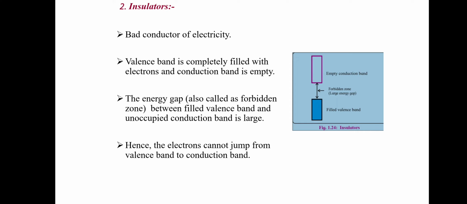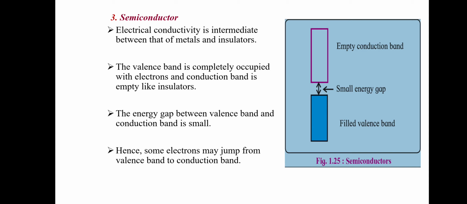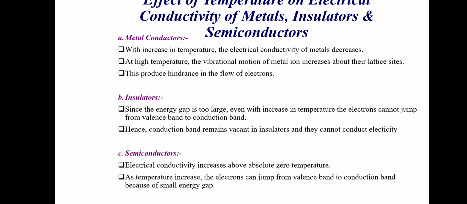Similarly, we can classify insulators, which are bad conductors of electricity, and we can say that the valence band is completely filled with electrons, and the forbidden zone is very large. That is why the electron cannot transfer and hence they act as insulators. Similarly, semiconductors have electrical conductivity because there is a small energy gap and electrons can go from the valence band to the conduction band.